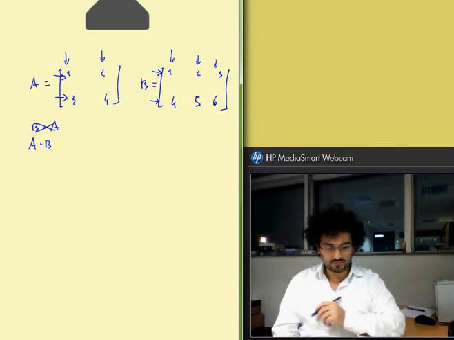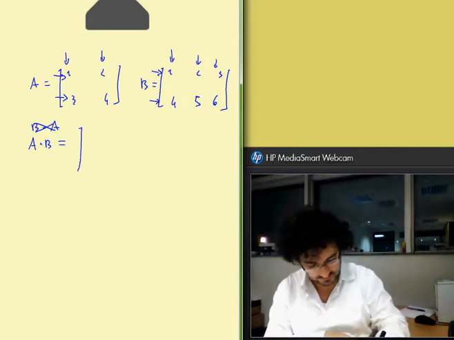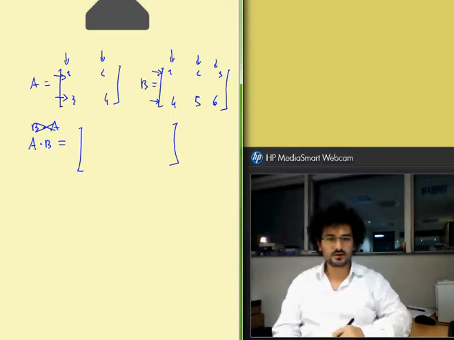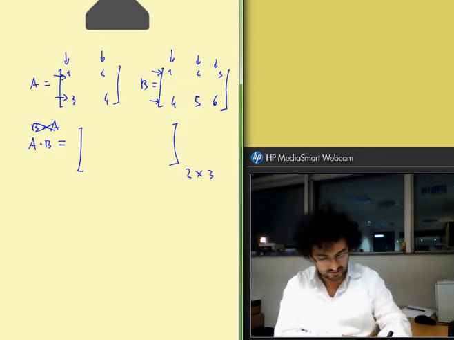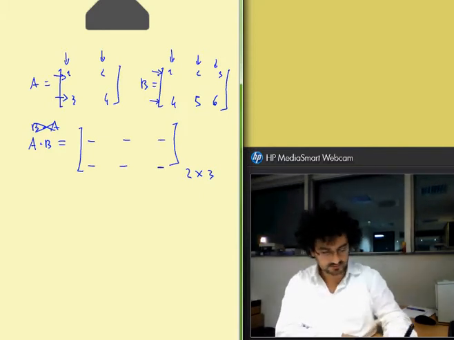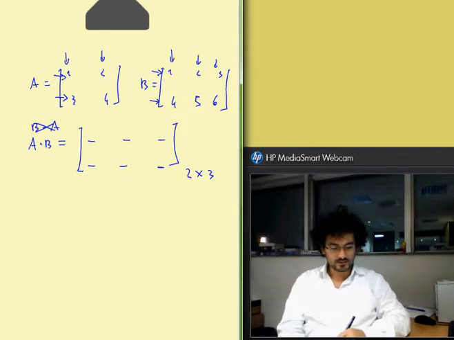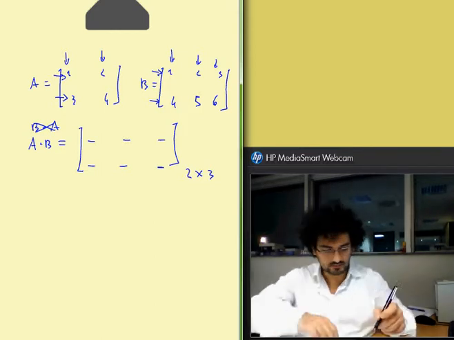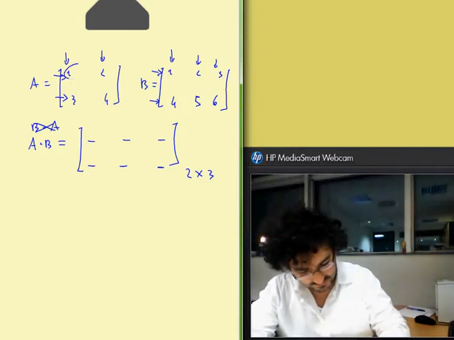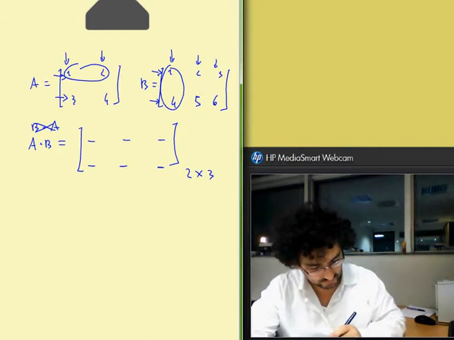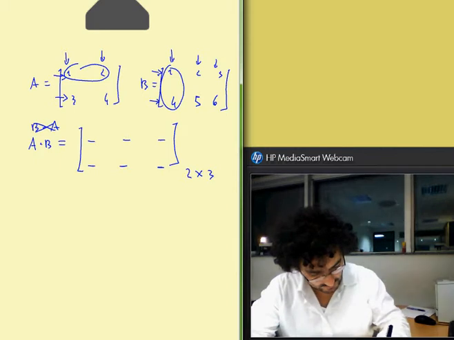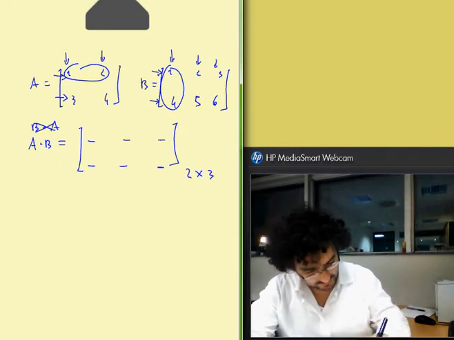Now we can try to compute the product. We know that the final result will be a matrix with the number of rows of matrix A, which is equal to 2, and the number of columns of matrix B, which is equal to 3. So we have a 2 by 3 matrix. In order to compute each element, we start considering the first row and the first column, and we need to compute the following operation.